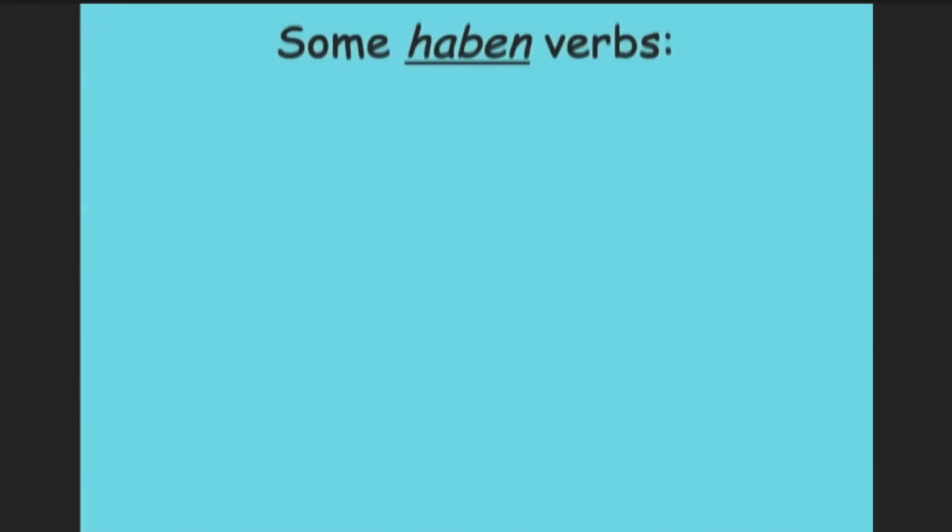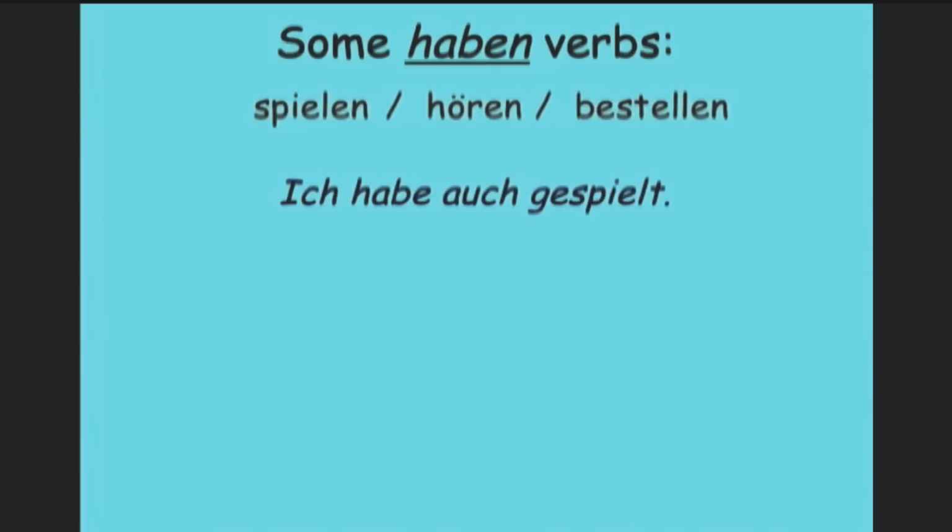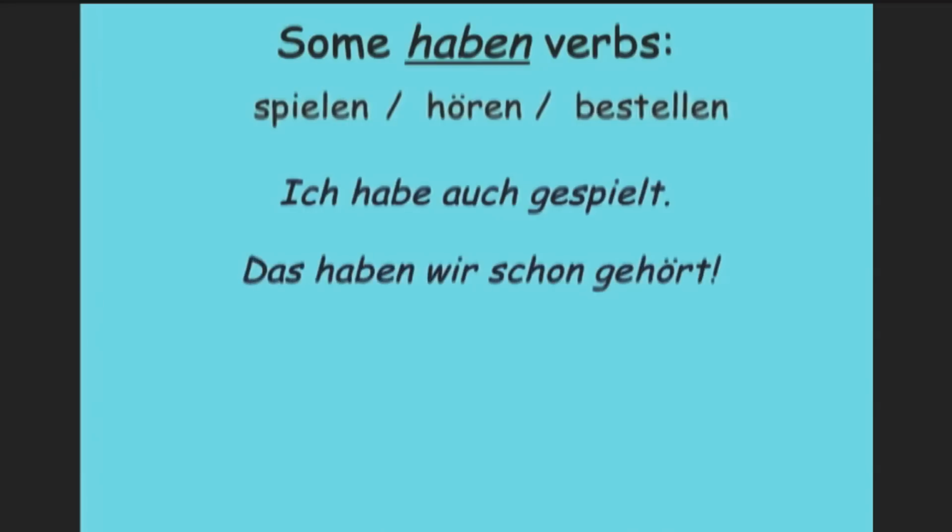Let's look at some haben verbs. For example, spielen, hören, und bestellen. In the perfect, ich habe auch gespielt. Das haben wir schon gehört. Was habt ihr bestellt? Note the helping verb haben in these sentences.